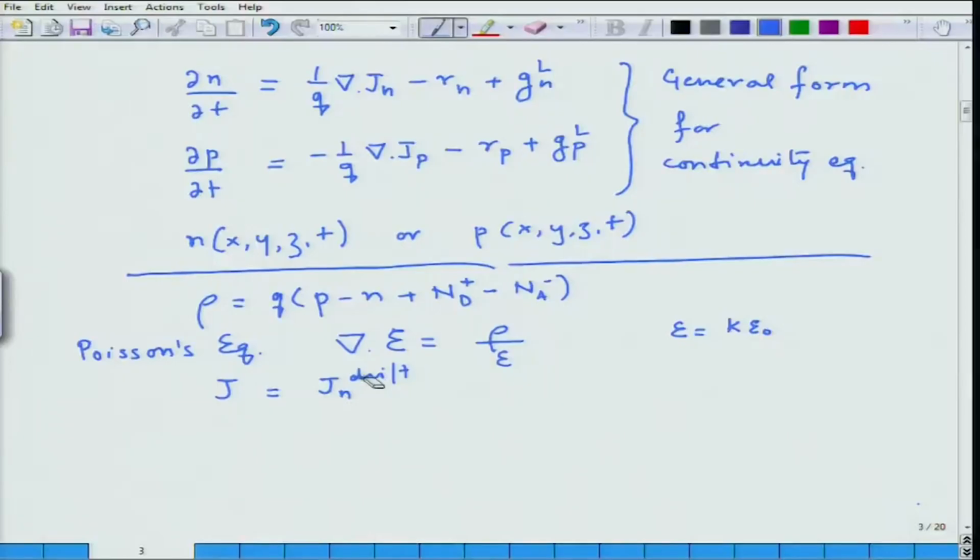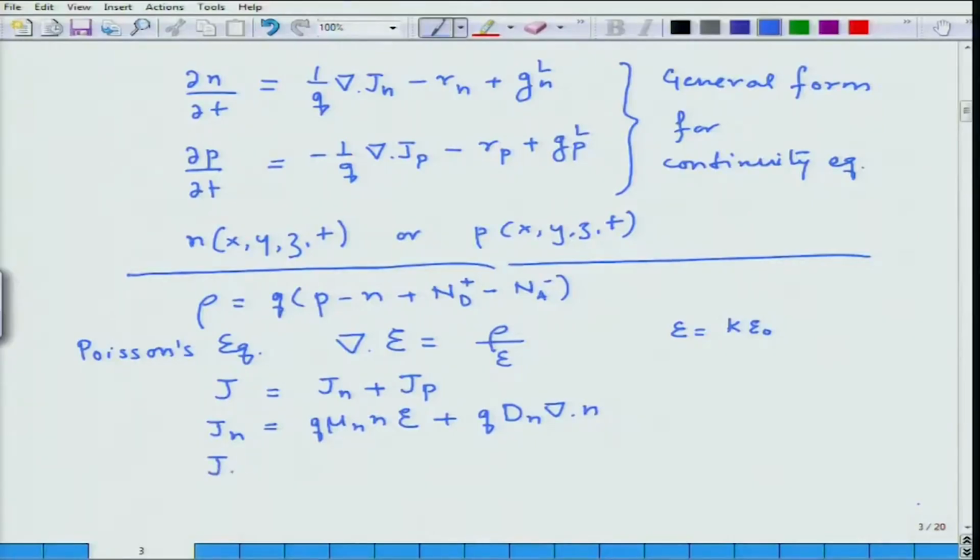But prior to that, let me make a general statement. The total current density would be the current density due to electrons and due to holes, as if electrons are moving independently and holes are moving independently in the conduction and valence band respectively. And the current density of electrons is going to be given by the drift term, which accounts for the mobility of the electron and the electric field, plus the diffusion term, which accounts for the diffusion coefficient and the gradient of the electrons.